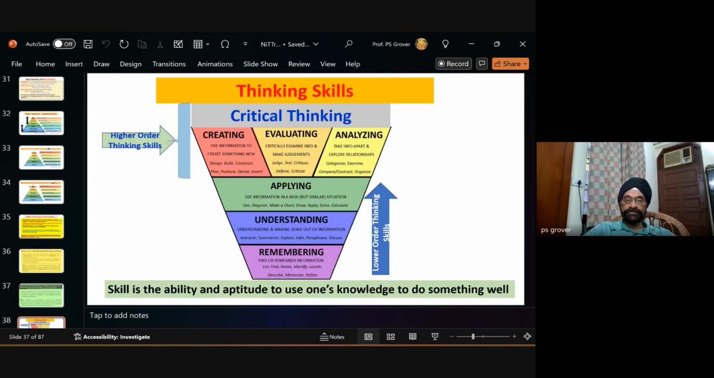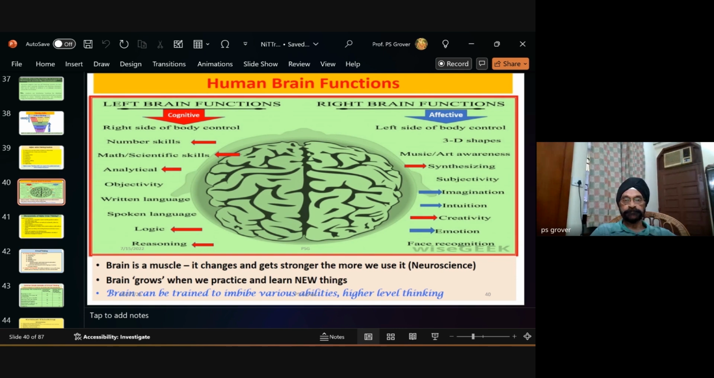Now, just have a look at this slide before I go on. Look at this slide. If I look at a human brain, the left brain is cognitive and the right brain is affective. Skills like numeric skills, analytical skills, logical skills, reasoning, and communication are already part of the human brain. Nature has already given us those things. Now, the right brain has, for example, emotions, creativity, synthesis, and then critical thinking, which are already part of the human brain.